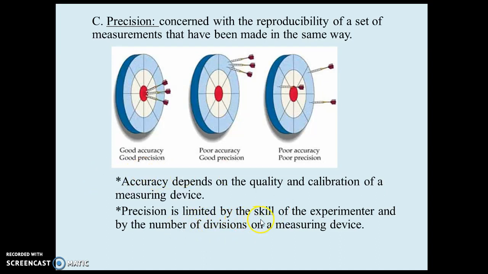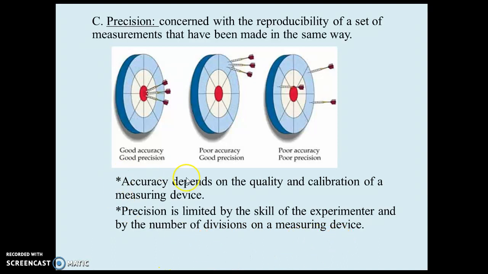Then precision is limited by the skill of the experimenter. So in that density lab, if you had been really careless when you added your metal pieces to the graduated cylinder, so if you dropped them from a high distance, you may have noticed that some of that water splashed out of the graduated cylinder or splashed onto the side of the graduated cylinder. That throws off your data. That's probably why all your measurements were not exactly the same. Okay, so precision is really limited by how good of an experimenter are you, and the number of lines you have on your device, the number of graduations.